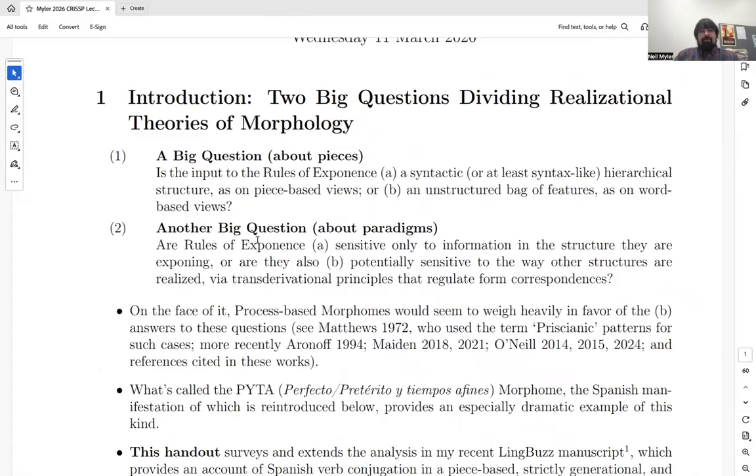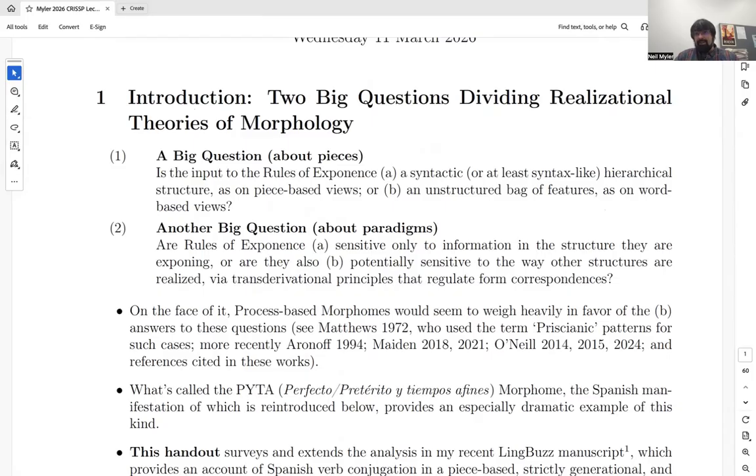And question 2 about paradigms. Are rules of exponents A, sensitive only to information in the structure they are exponing, or are they also B, potentially sensitive to the way other structures are realized via transderivational principles that regulate form correspondences? I didn't read this out loud, perhaps, but these are 2 big questions that divide realizational theories of morphology.